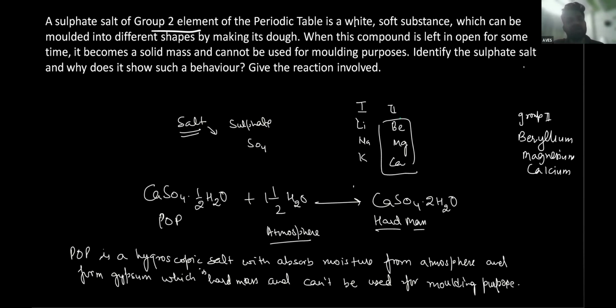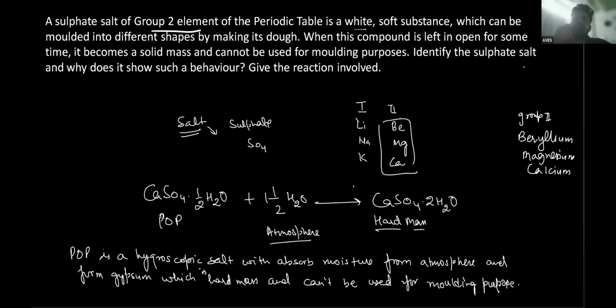It is a white and soft substance, which can be molded into different shapes by making it a paste. You can frame it into different shapes. When this compound is left open for some time, it becomes a solid mass. Why does it become a solid mass? Because it absorbs the moisture from the atmosphere.